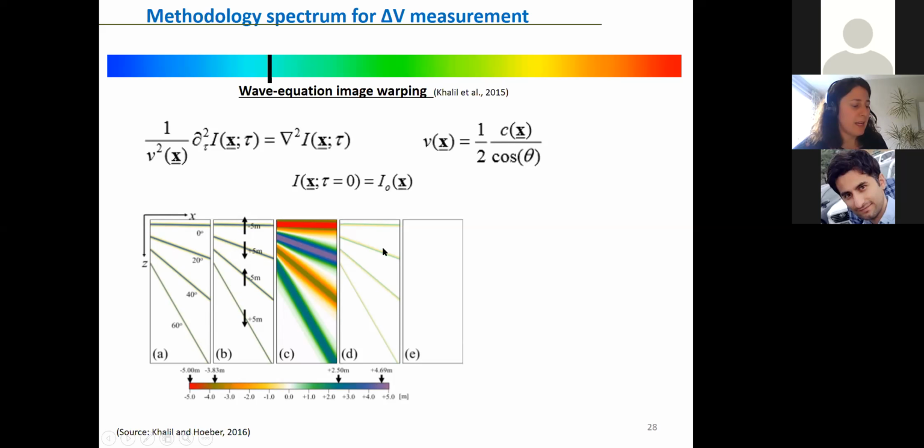And then finally, they look at the difference between baseline and monitor, and this is the difference after applying the estimated shifts. So obviously, if you have aligned them well in the image domain, your baseline and monitor, if you subtract these reflectivities, they will be 0. So this is the end result.